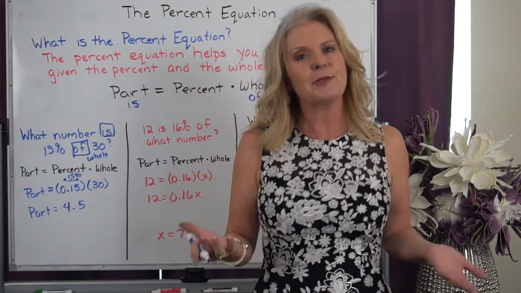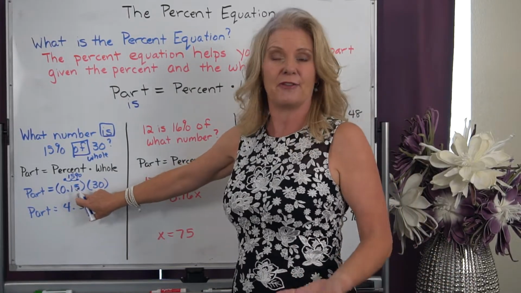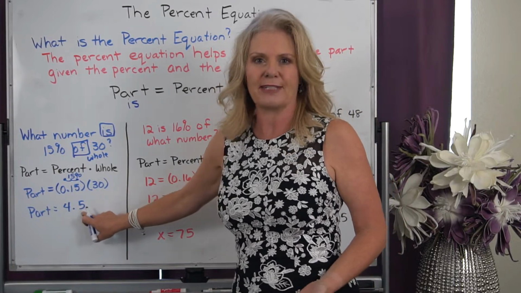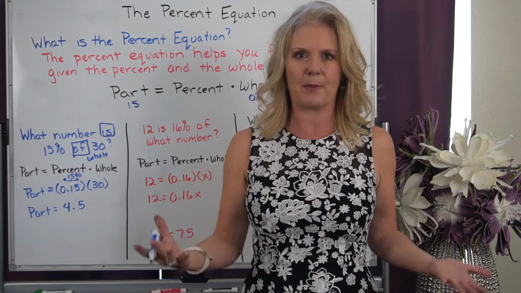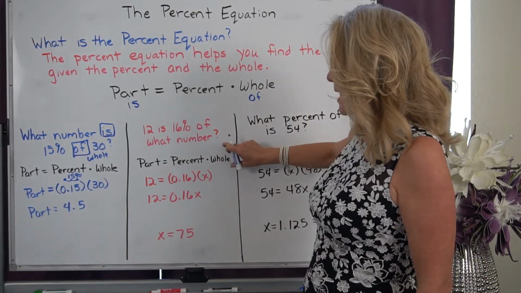Now notice I'm missing one piece, and that one piece is my part. But all I have to do is solve my equation, and if I take my decimal of 0.15 and multiply it by 30, I get 4.5. That would be my part. So the one equation solved for my part. But sometimes I want to find my whole.